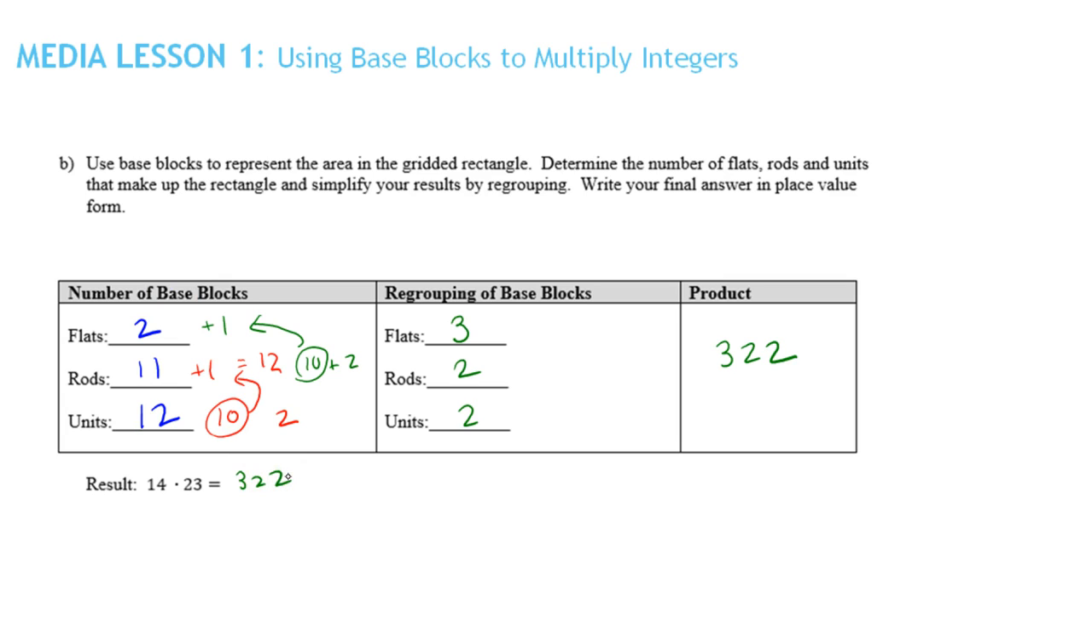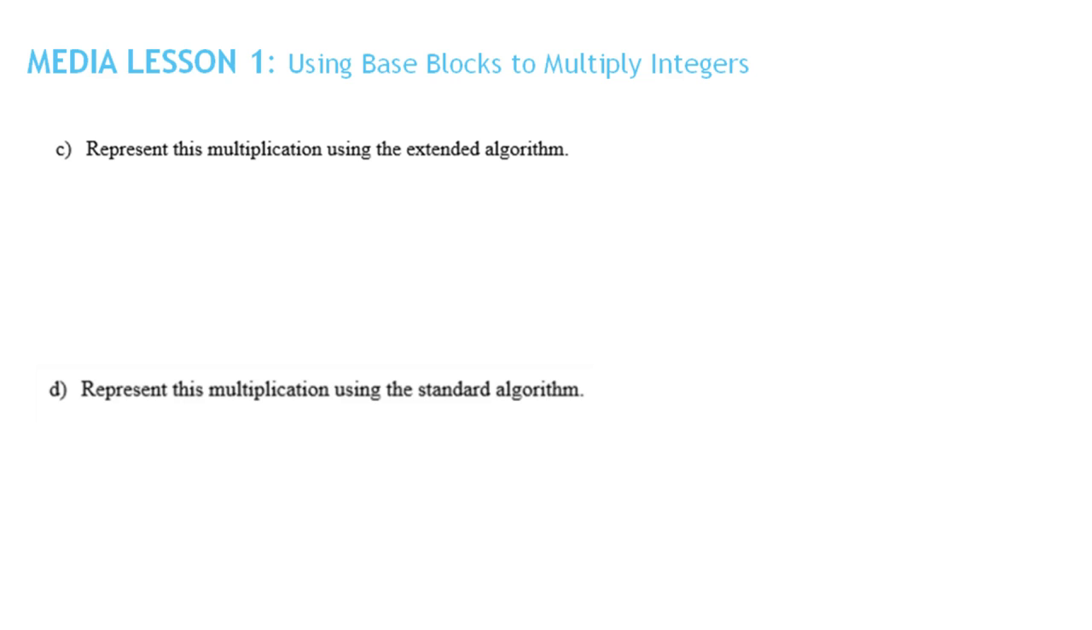Okay. Now, that's a lot of work to find the product, okay? But let's see how this connects to the idea of an algorithm. Okay. So first we're going to start with the extended algorithm. We want to multiply 14 times 23.